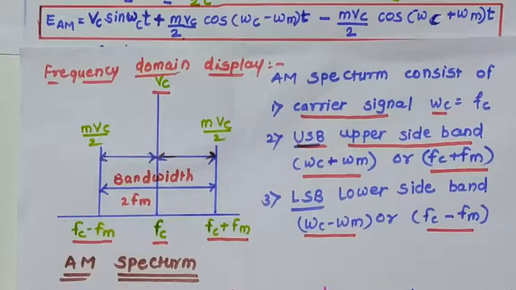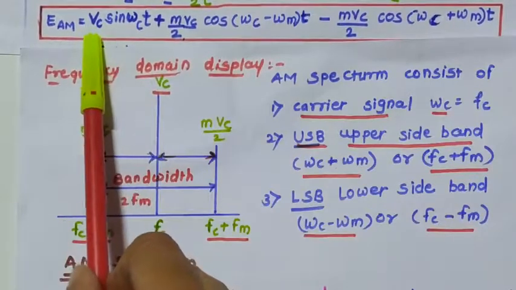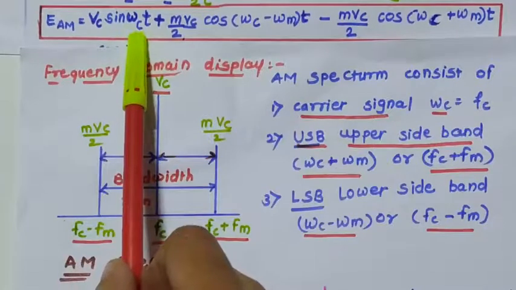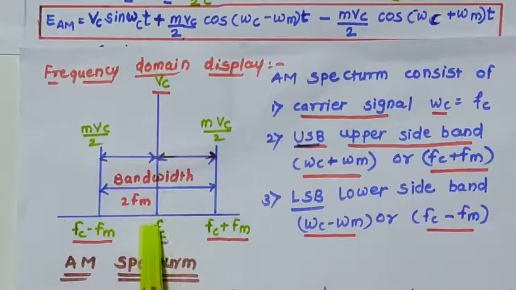The first term, the carrier signal, has amplitude Vc and frequency ω, or sometimes instead of ω we write 2πf. Okay students, so here Fc is written. There is no objection, you can write ω or Fc. For the carrier it is Fc, and for the modulating signal it is Fm.